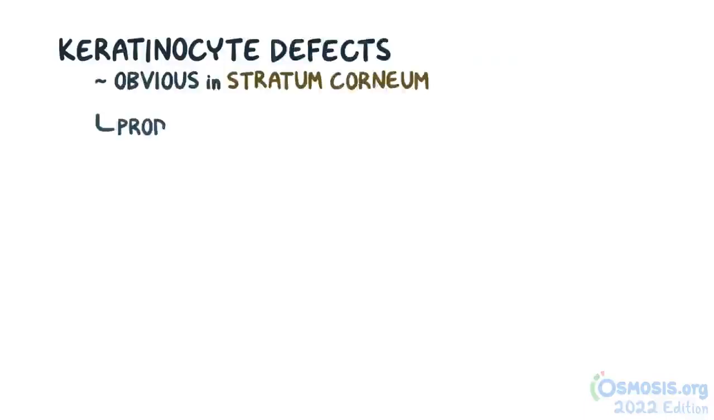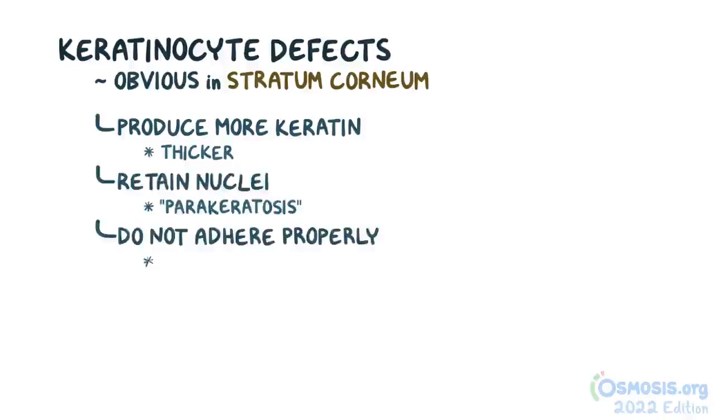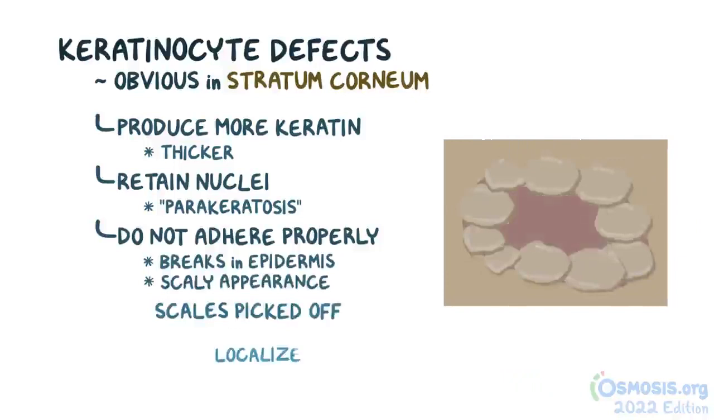First, the keratinocytes produce more keratin than usual, causing this layer to become even thicker. Second, the keratinocytes retain their nuclei, which is called parakeratosis. Third, the keratinocytes do not adhere to each other properly, causing breaks in the epidermis and giving the skin a scaly appearance. If scales are picked off, the blood vessels in the dermis can get injured, causing localized spots of bleeding, called an Auspitz sign.